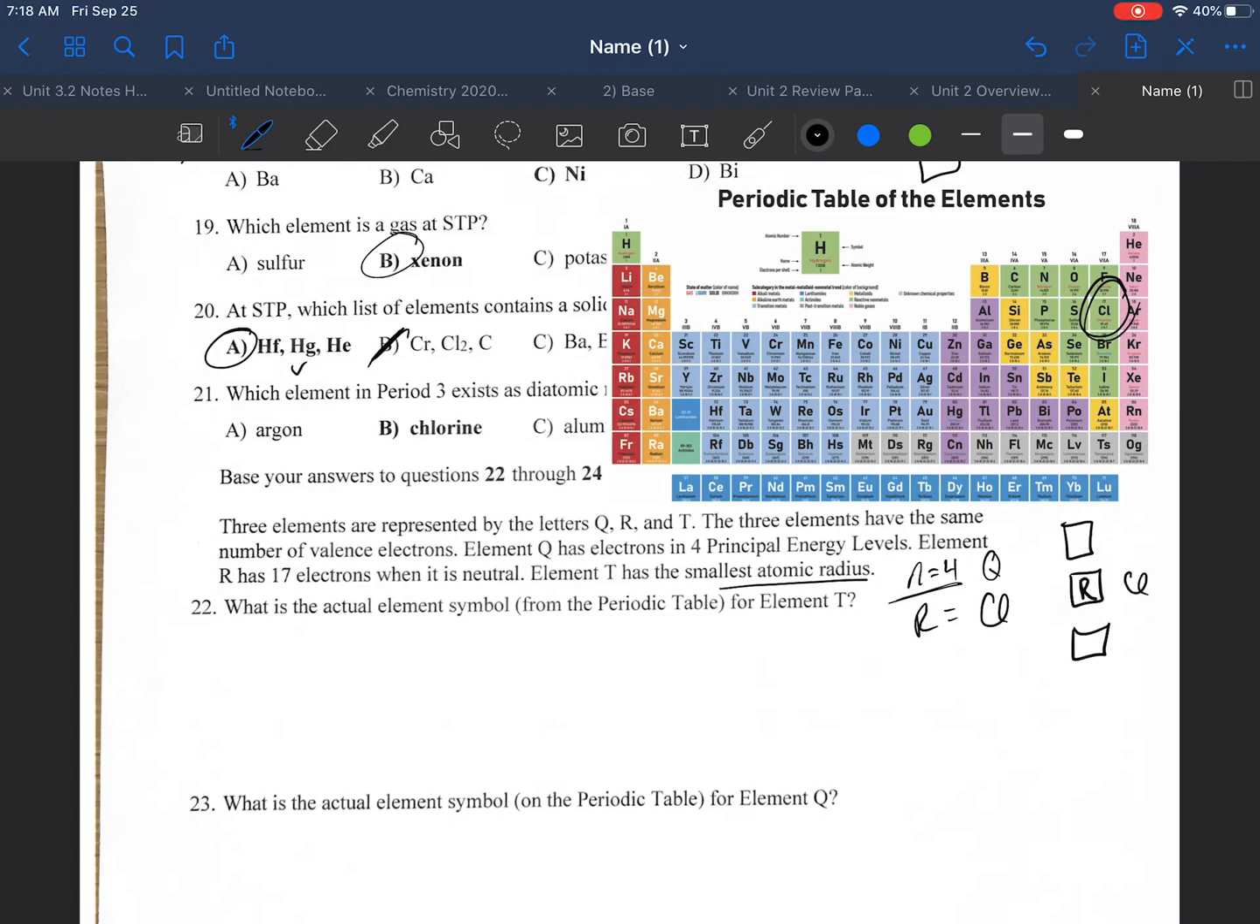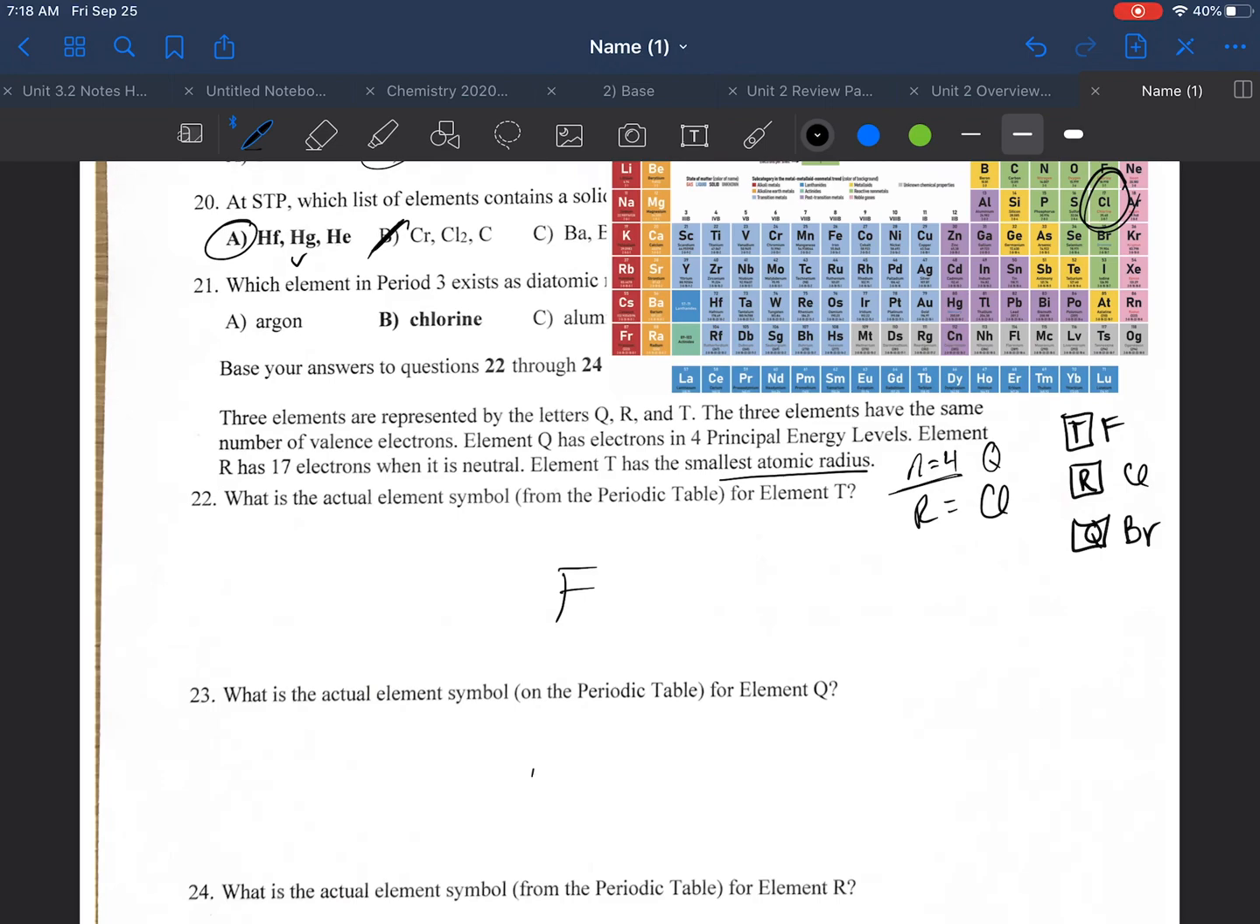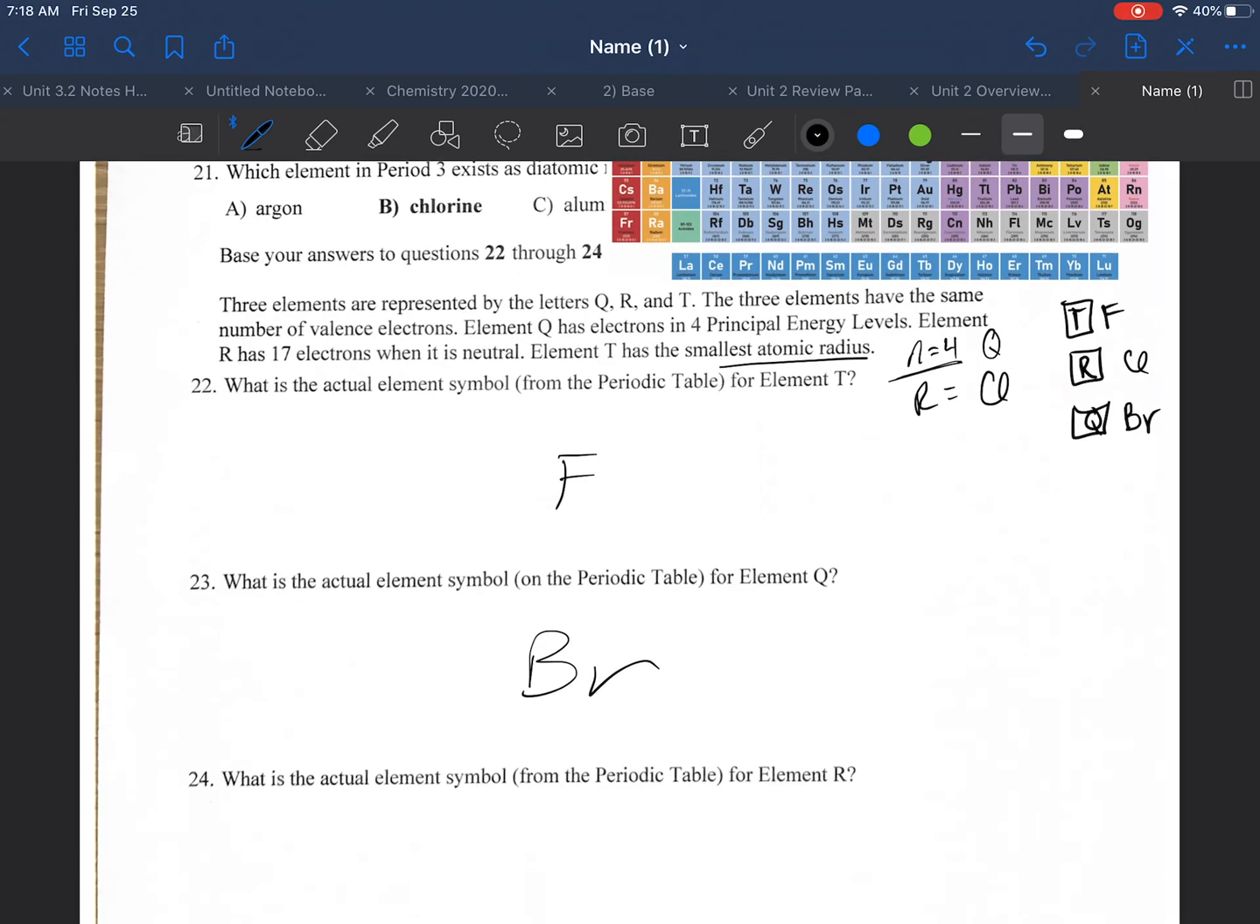Remember, that's chlorine. Then we have Q, which if it's in the same group, that makes Q bromine. And then having the smallest atomic radius would make this fluorine. Oops, but that was T. So I want to ask the actual symbol for T. We've got fluorine, element Q is bromine, and R is chlorine.